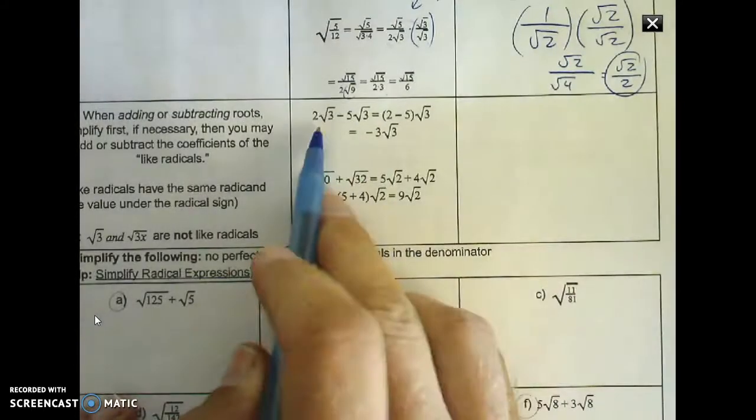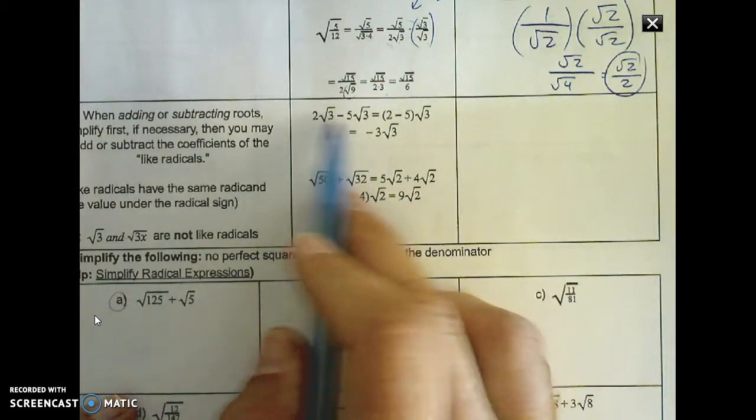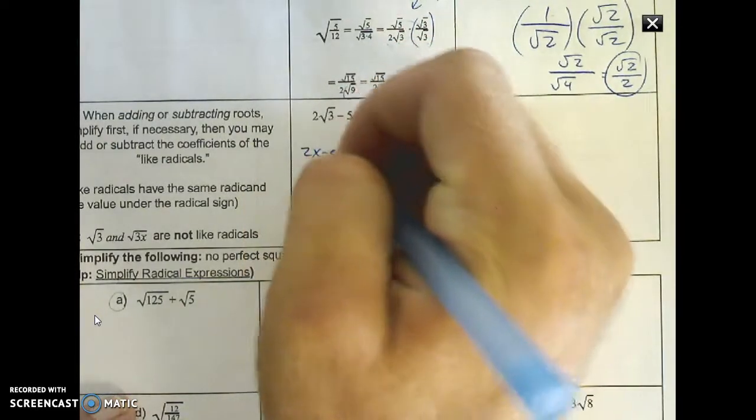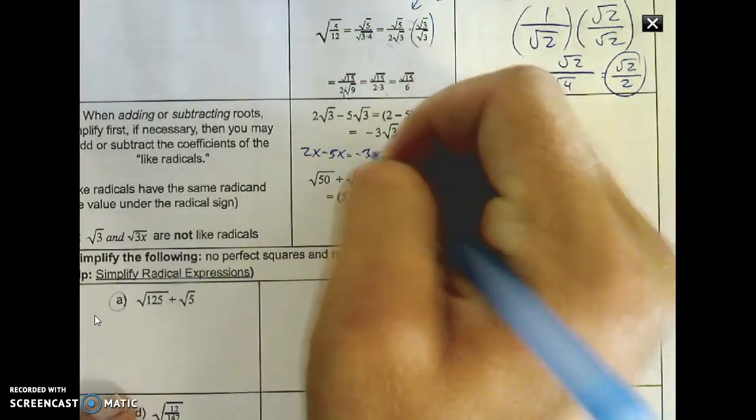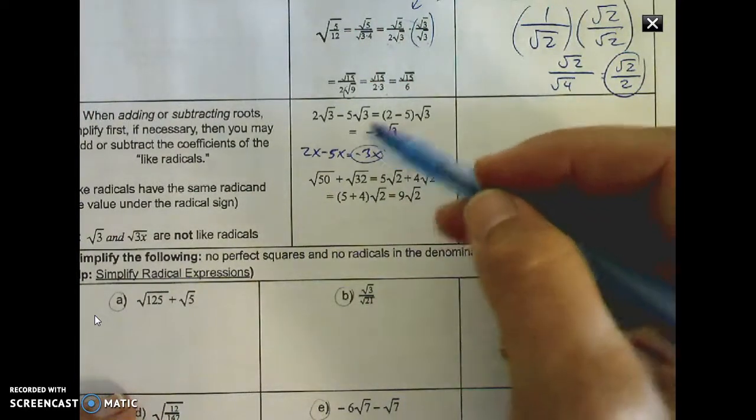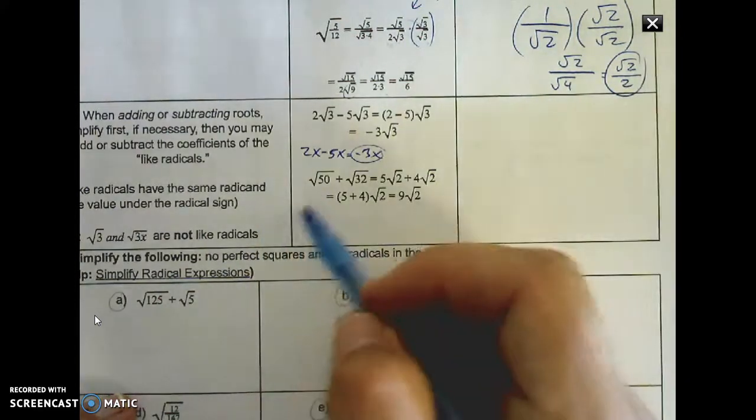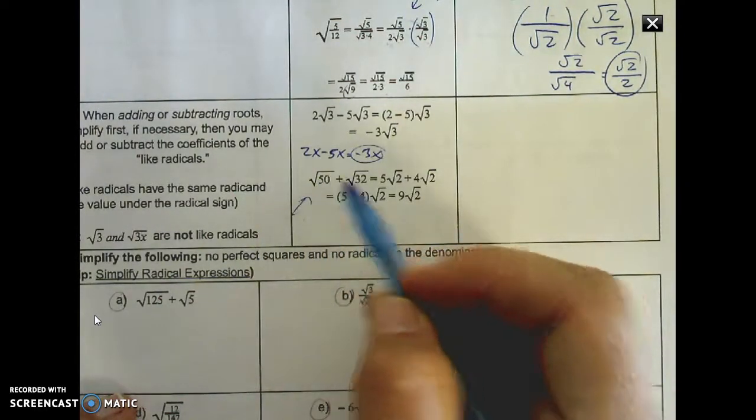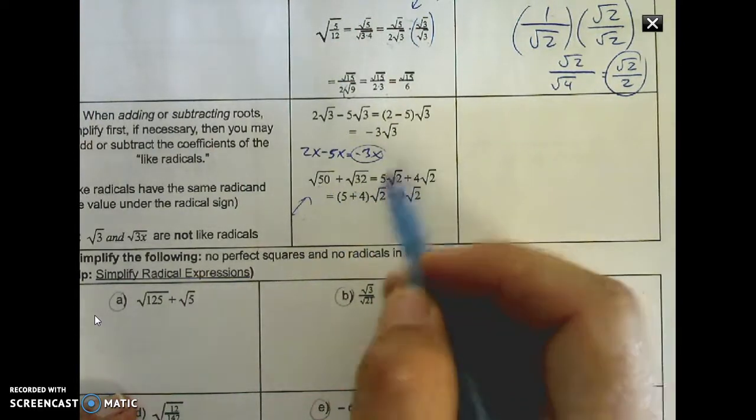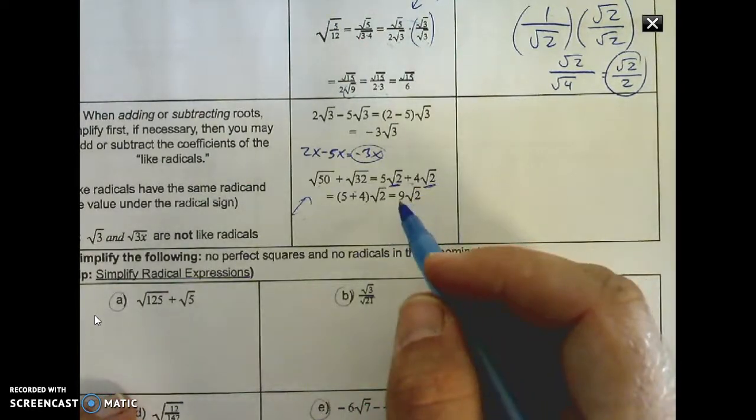So here's my example. 2 root 3 minus 5 root 3. What you can basically do is the root 3's almost act like x's. So if I would have asked you guys what's 2x minus 5x, hopefully you guys are cool with it being negative 3x. Well, the same thing works with square root of 3. 2 minus 5 gives me negative 3 root 3. You might run into some problems where you simplify these down first. So I break down root 50, break down root 32. I get the same square root of 2. Add them out front, 9 root 2.